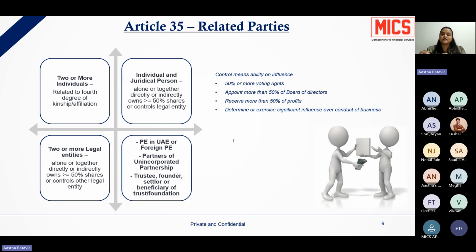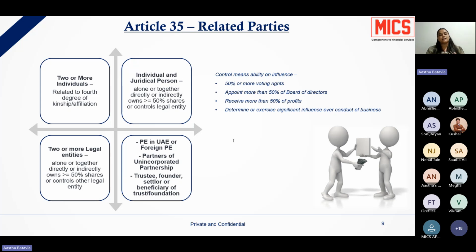see what the kinship up to the 4th degree is. We'll see this in our next slide. So right now, just remember this. If 2 or more individuals are related by family or kinship up to the 4th degree, they will be treated as a related party. How they will be treated, we'll understand with an example in our upcoming slide.